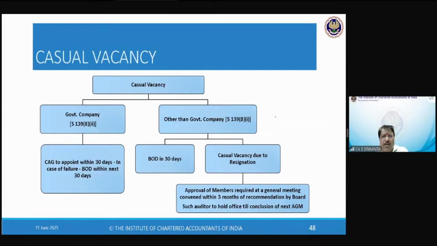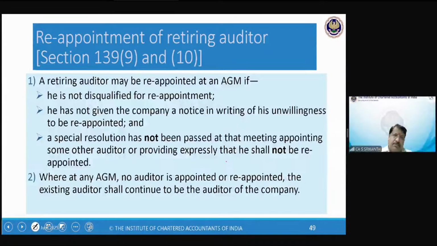Right. So casual vacancy is very simple. We'll see resignation separately, later. Here we are dealing with appointment of an auditor in a casual vacancy. Got my point? We are dealing with appointment of an auditor in a casual vacancy, in a government company, in other than a government company, other than by resignation. Okay.